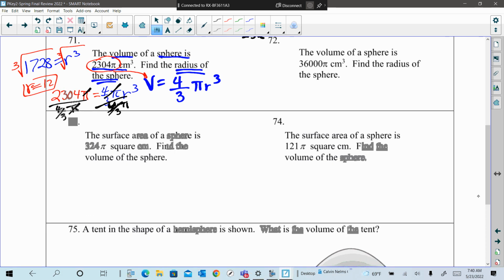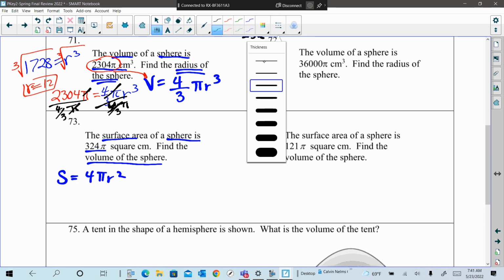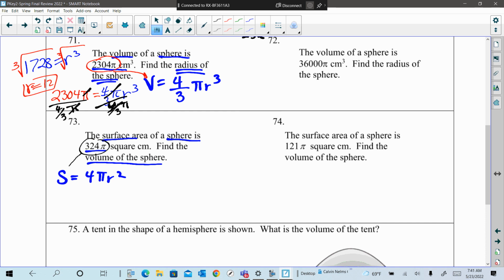So on 73, they give you the surface area of the sphere is 324 pi centimeters squared. They want you to find the volume. The formula for the surface area of a sphere is 4 pi r squared. So you take the 324, plug it into your surface area.